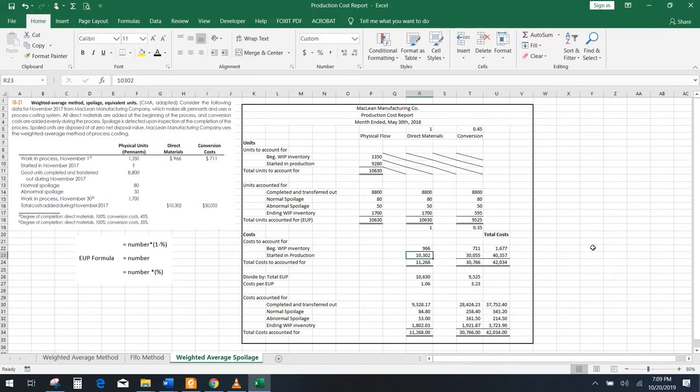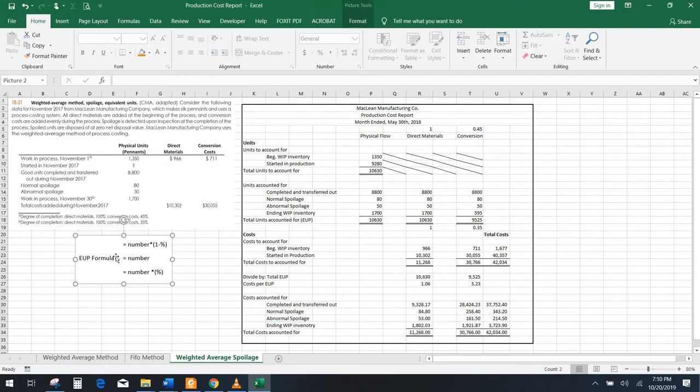So weighted average with spoilage is pretty simple. All you have to do is add in these two lines here, these two lines here, and you calculate them the same way you did for EUP. You just omit this top number. We'll use that when we do a FIFO problem. And so for my next video, I'll solve the same problem with the same data, except we'll use the FIFO method with spoilage. So I hope this helps on your test, and good luck.